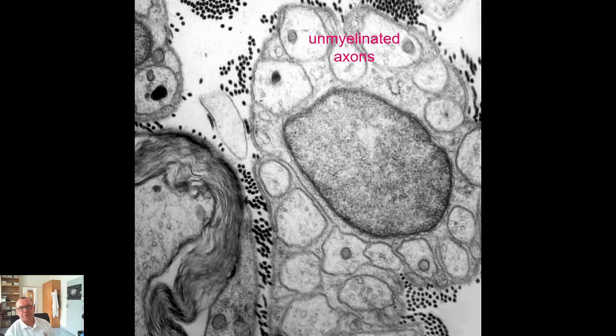Unmyelinated axons. I think that you know these pictures from the general histology. Many axons encapsulated by a cytoplasm of a Schwann cell having its nucleus here in the center.